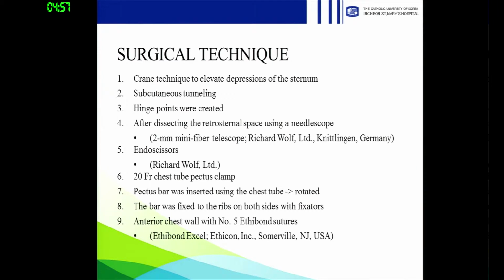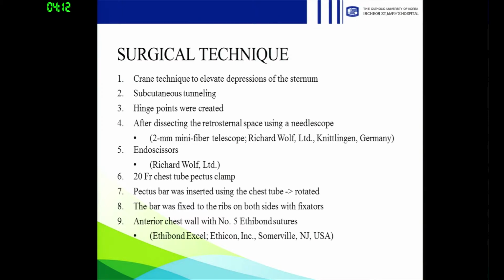In our hospital, patients under general anesthesia were placed in the supine position with both arms abducted. The crane technique and wire stitch were used to elevate the depression of the sternum. Subcutaneous tunneling was performed through a skin incision on either side of the chest, and hinge points were created. After dissecting the retrosternal space using a 2 mm needle scope and endo scissors, a 20 French chest tube was inserted through one incision and passed across the midline and out through the other incision using a pectus clamp.